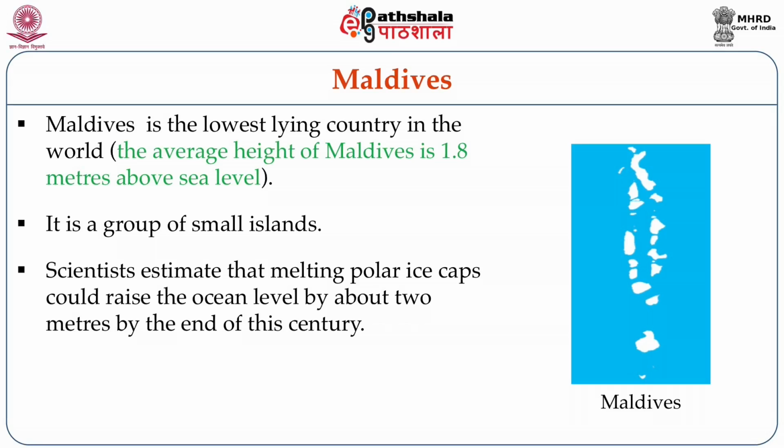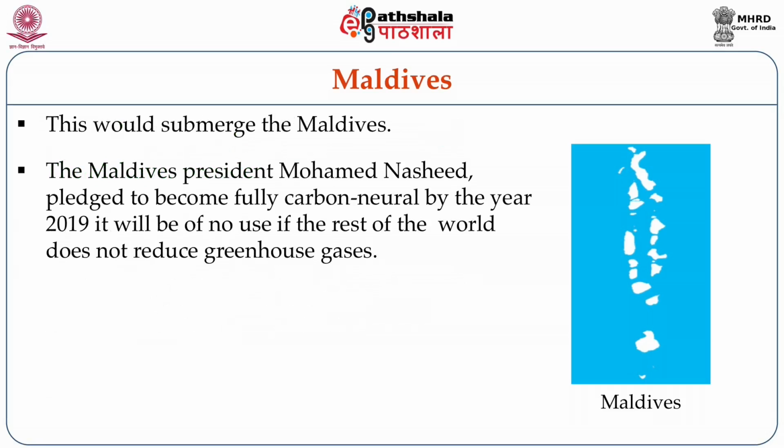Maldives is the lowest lying country in the world. The average height of Maldives is just 1.8 meters above the mean sea level. It is a group of only small islands. Scientists have estimated that melting polar ice cap could rise the ocean level by about 2 meters by the end of this century. If this happens, Maldives will be submerged in the sea.